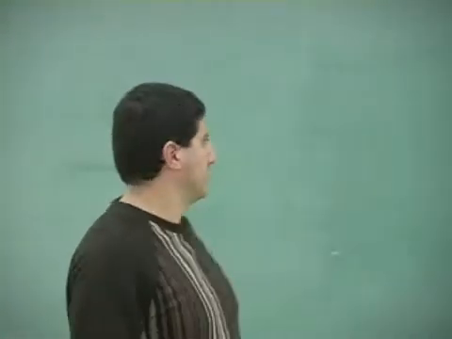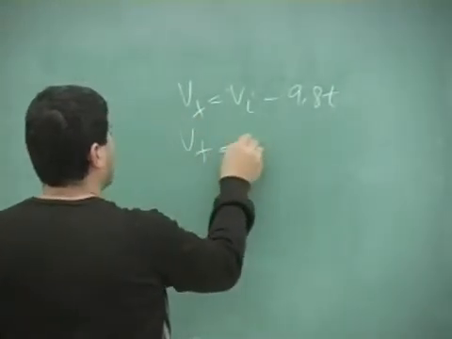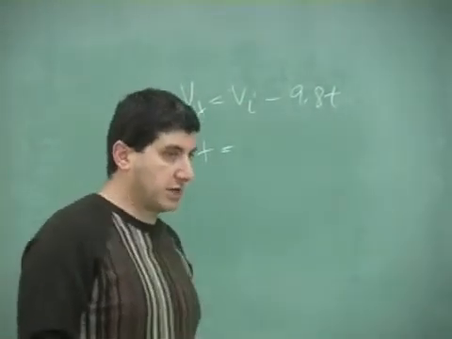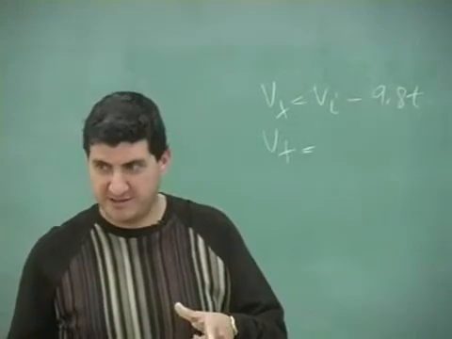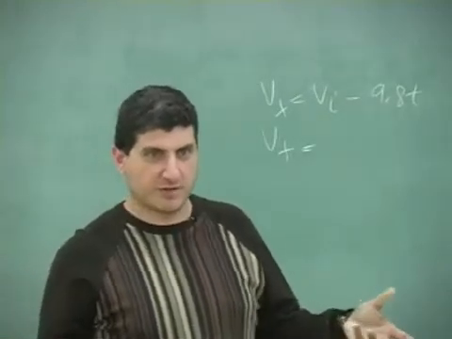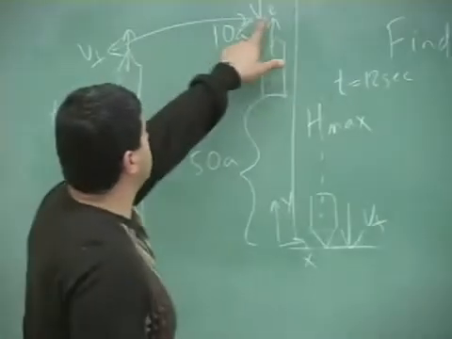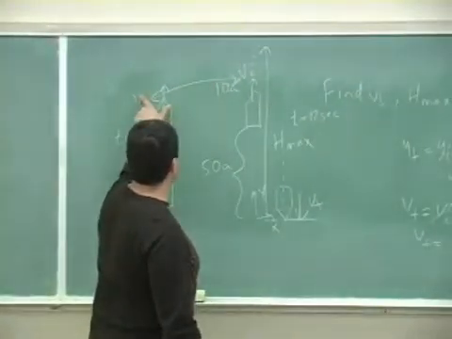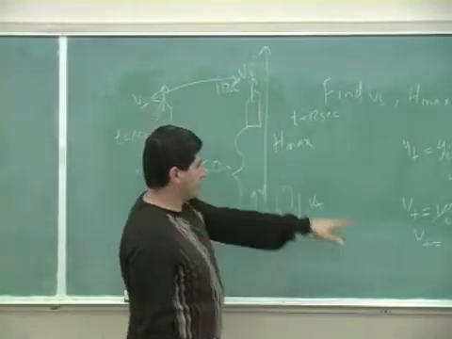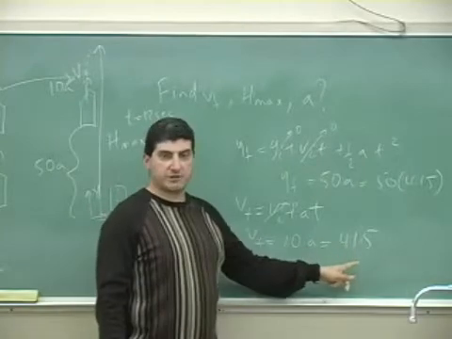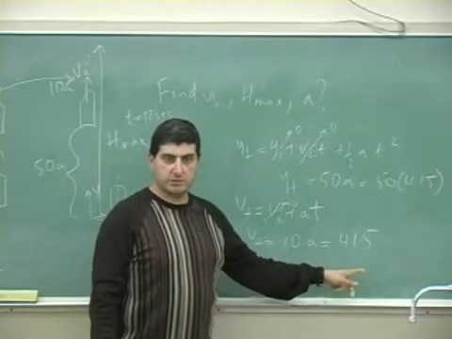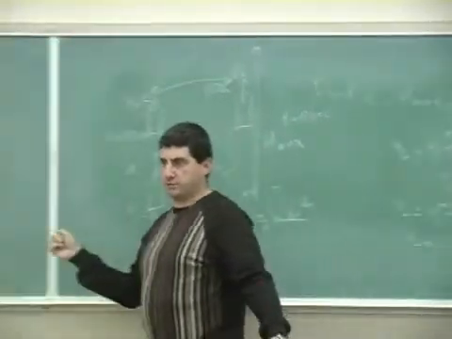V final is V initial minus 9.8 T. V initial is going to be what? Again, don't put 0, right? That's the pitfall. You're going to put 0. No, it's not 0. The initial is 10A, which comes from here. And then 10A, we just solved the A. So the V initial is 41.5, right? So that's your V initial.